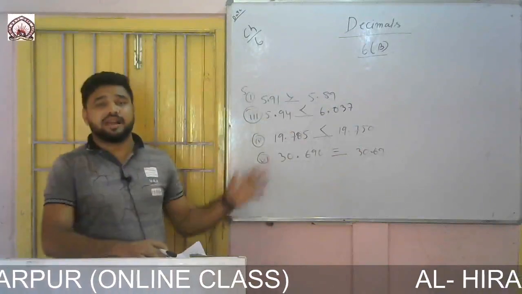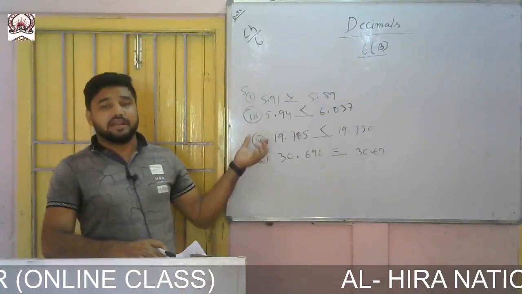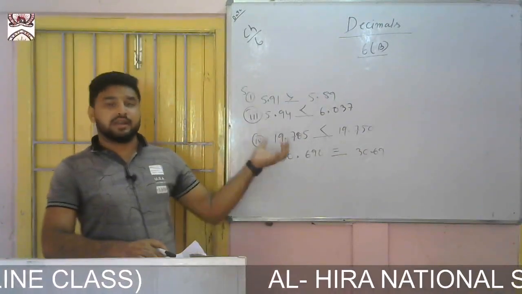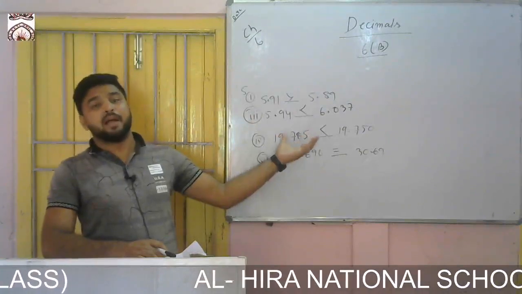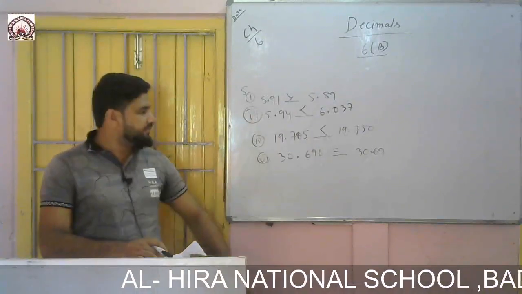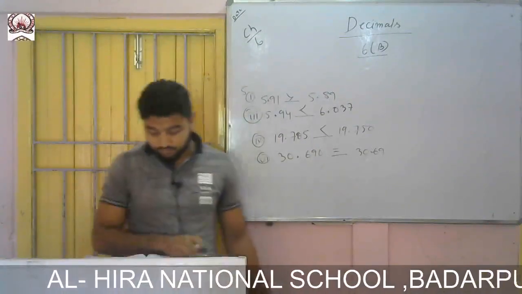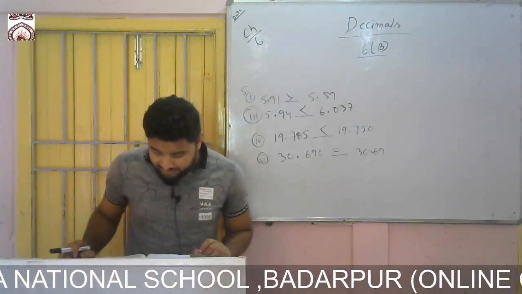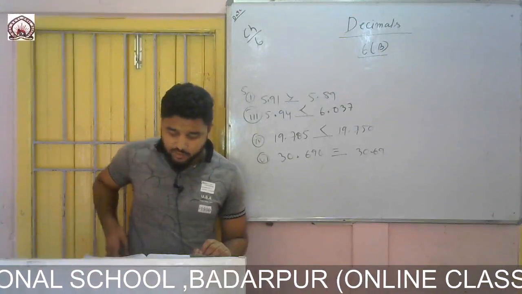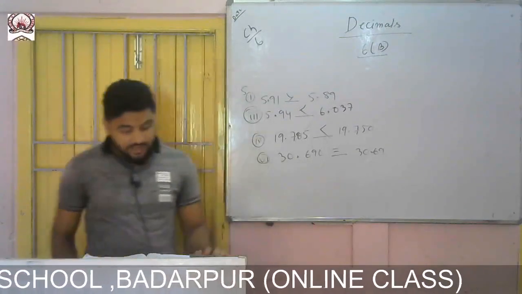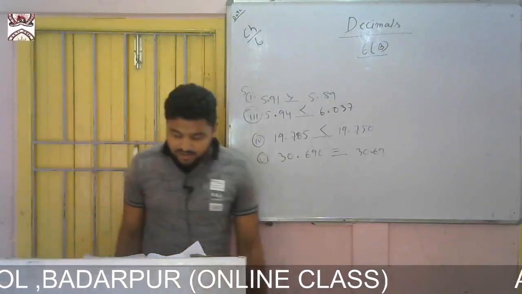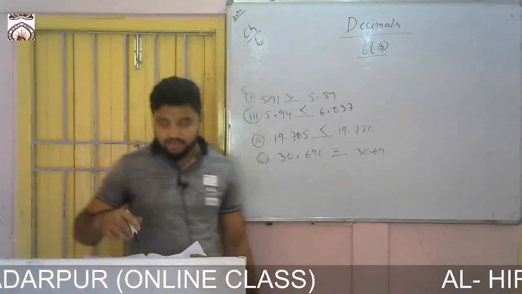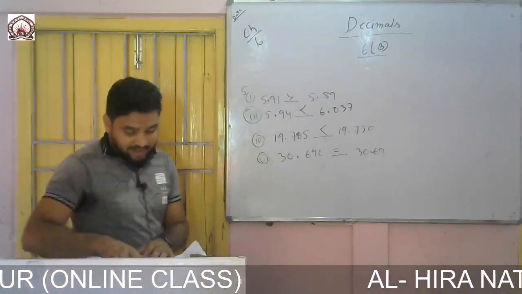First you check the integral part. If the integral parts are the same, then go for the fractional part. Now come to the next question. Rearrange these decimal numbers in order of size, starting with the largest. That means you have to rearrange the numbers in descending order, largest first.